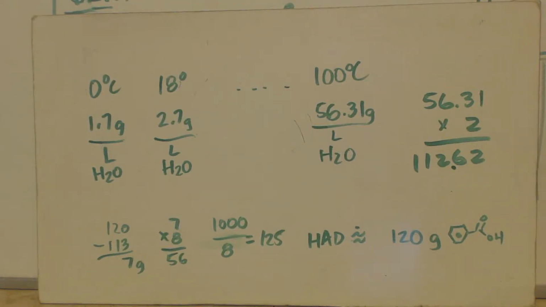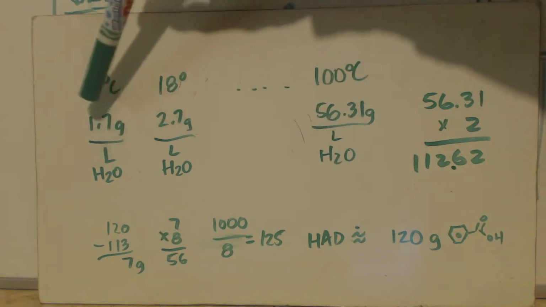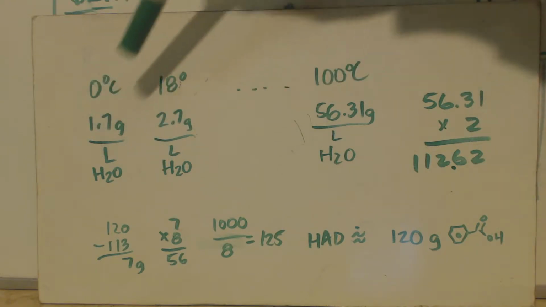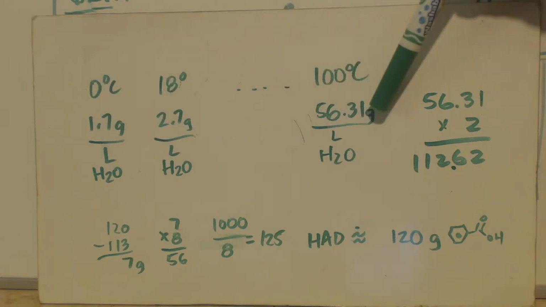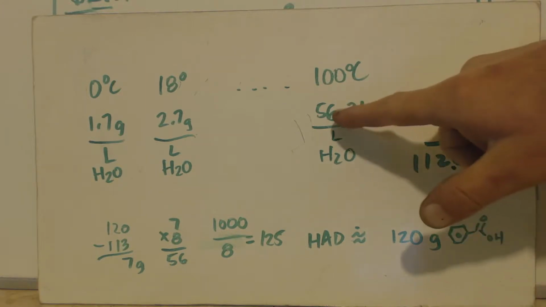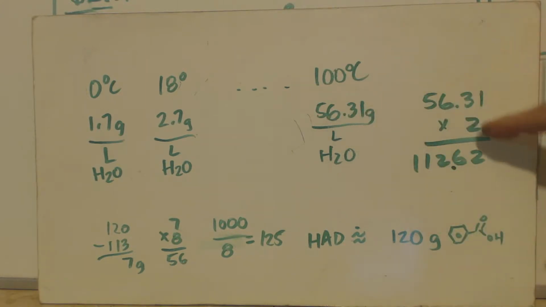And here's the solubilities of benzoic acid at 0 degrees, 18 degrees, and 100 degrees Celsius. Now these aren't in 100 milliliters of water. These are in 1 liter of water. So 1.7 grams there, 2.7 here, and then it jumps all the way up to 56 grams here. Now how much do we need to recrystallize it? Well, let's double this. Double that would be 112.62 grams. We have 120, so we need 2 liters to get this in the solution.